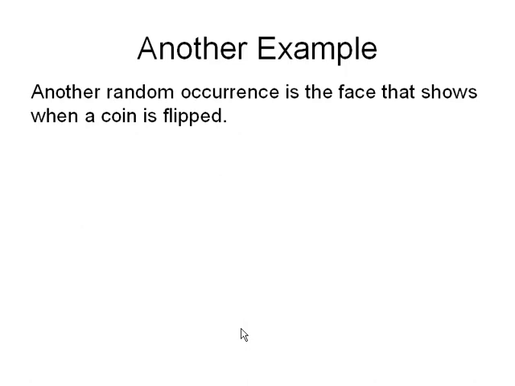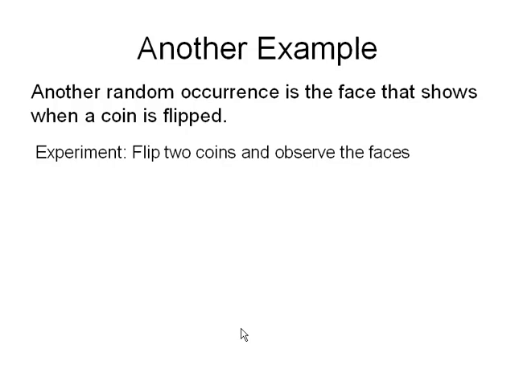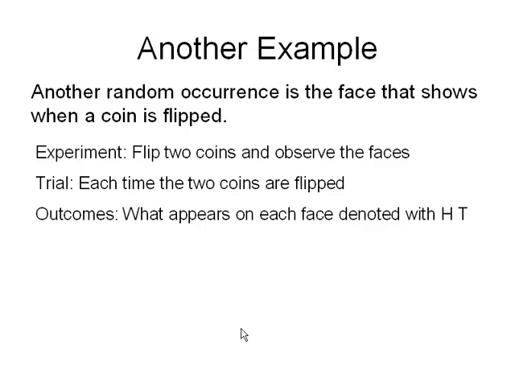So now let's take a look at a different experiment. This time I'm thinking about a random occurrence, which is the face that shows when you flip a coin. So my experiment in this case is I'm going to flip 2 coins and I'm going to observe the faces on those 2 coins. My trial is going to be each time the 2 coins are flipped, and the outcomes are going to be what appears on each face denoted with H or T. So my sample space would consist of the set of all objects HH, HT, TH, and TT.